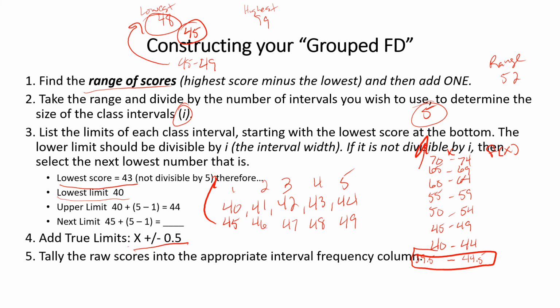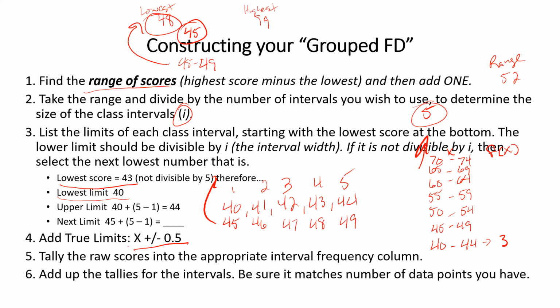Let me just erase this because that's just relating to the true limits. This here would be the frequency between 40 and 44. So let's say there were 3 scores there, you'd put a 3 there. It depends on how many are actually in the distribution.